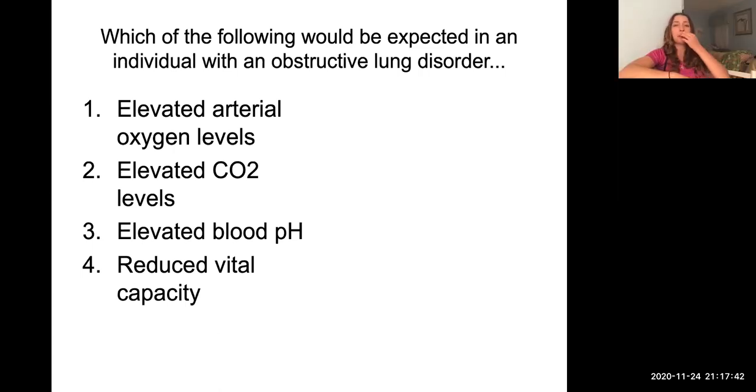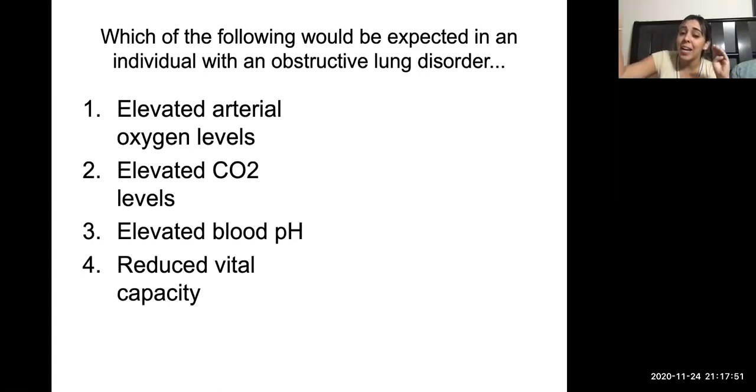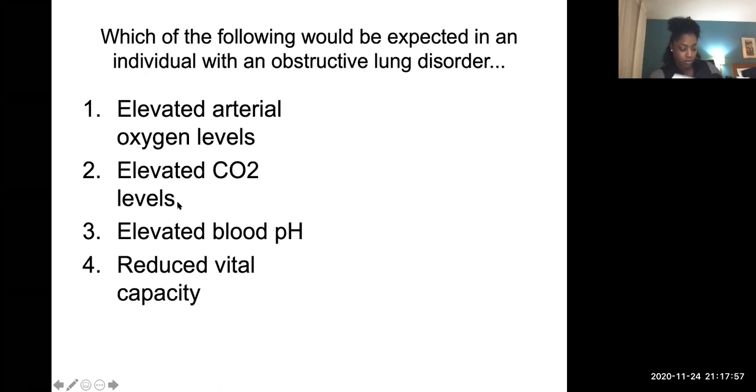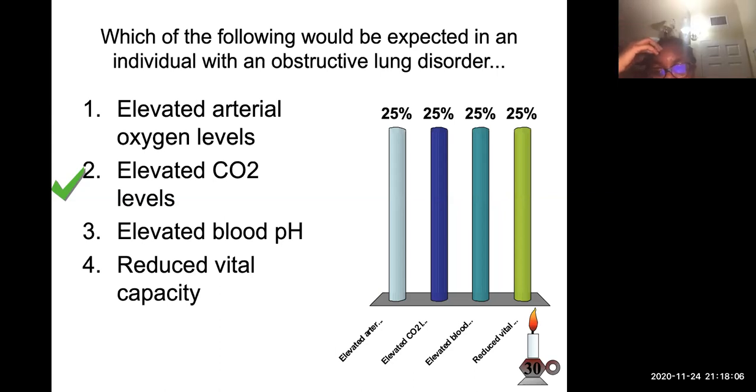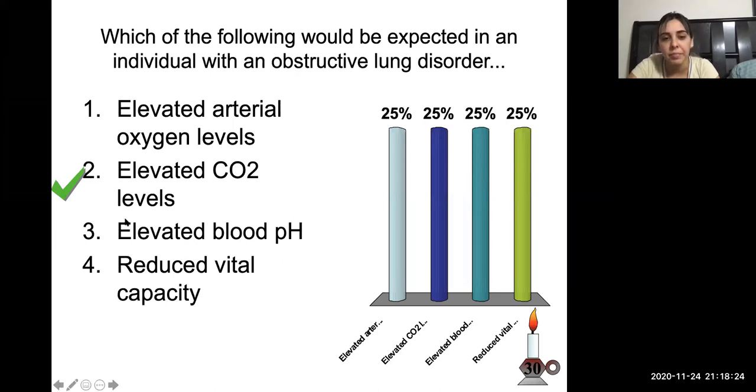It would be elevated CO2 levels. Elevated blood pH, no, it wouldn't be, because elevated blood pH means it's higher than 7.4, and that makes it alkaline. So not that. The one I'm actually thinking of is reduced vital capacity, but if you think about it, she said it's not, because what it's dealing with is the elasticity, not the compliance. So because of elasticity, exhaling is a lot less, but on inhale it compensates. Yeah, I remember when she said that.